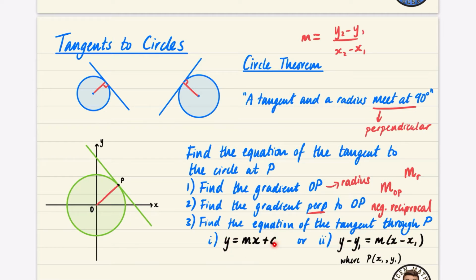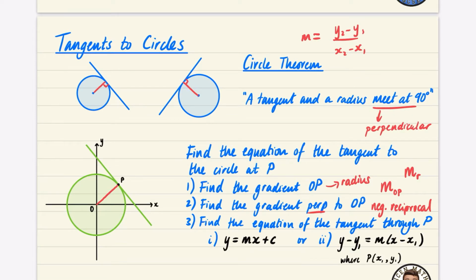Of course, you can always use this one if you prefer, but when you get to A-level, you use this one so much more. So let me just quickly explain what this is. The y and the x just stay as y and x. You don't do anything to those. But the x1 and the y1 are actually the coordinates that you are given for P. They are the x1 and y1 coordinates that you would be given. And m is just going to be the gradient that you would have found earlier on as the negative reciprocal.